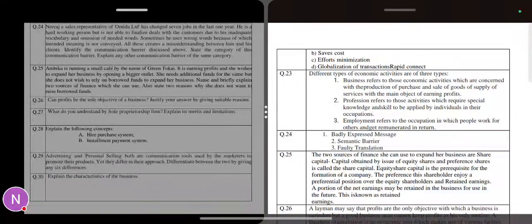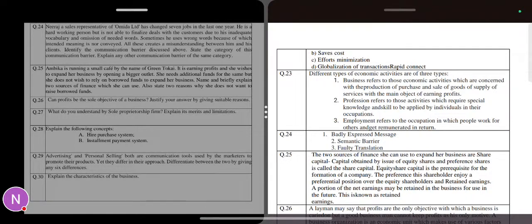Next, 25th question. Ambika is running a small cafe by the name of Green Tokai. It is earning profit and she wishes to expand her business by opening a bigger outlet. She needs additional funds for the same, but she does not wish to rely on borrowed funds to expand her business.